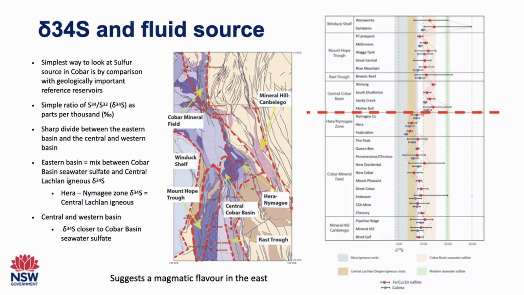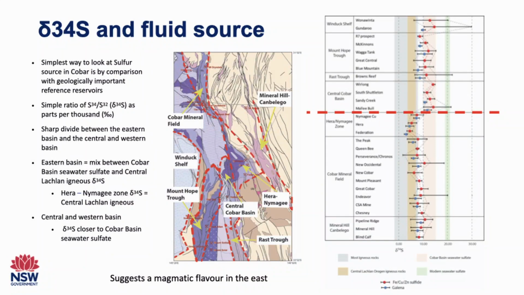The next thing we can look at through this system is sulfur. Sulfur is also zoned through the Cobar system. So the simplest way to look at sulfur is geologically important reservoirs. People have characterised what magmatic sulfur should look like, and what reduced seawater sulfate should look like, particularly for Cobar. Downs and Seckham, I think, did the Cobar one, and Downs and Poulsen, I think, did the Central Lachlan igneous rocks.